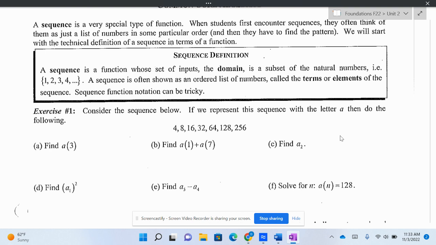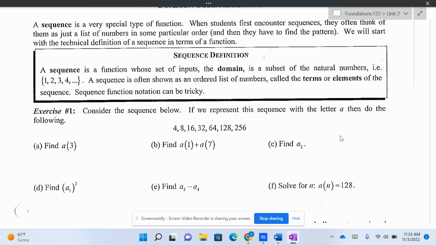Okay. A sequence is typically shown as a list of numbers. We call those numbers terms or elements. And sometimes writing the notation for a sequence, like the equation for it, can be tricky. So the first thing we're going to do is look at these numbers and figure out what they're saying. Our first example has the sequence with numbers 4, 8, 16, 32, 64, 128.